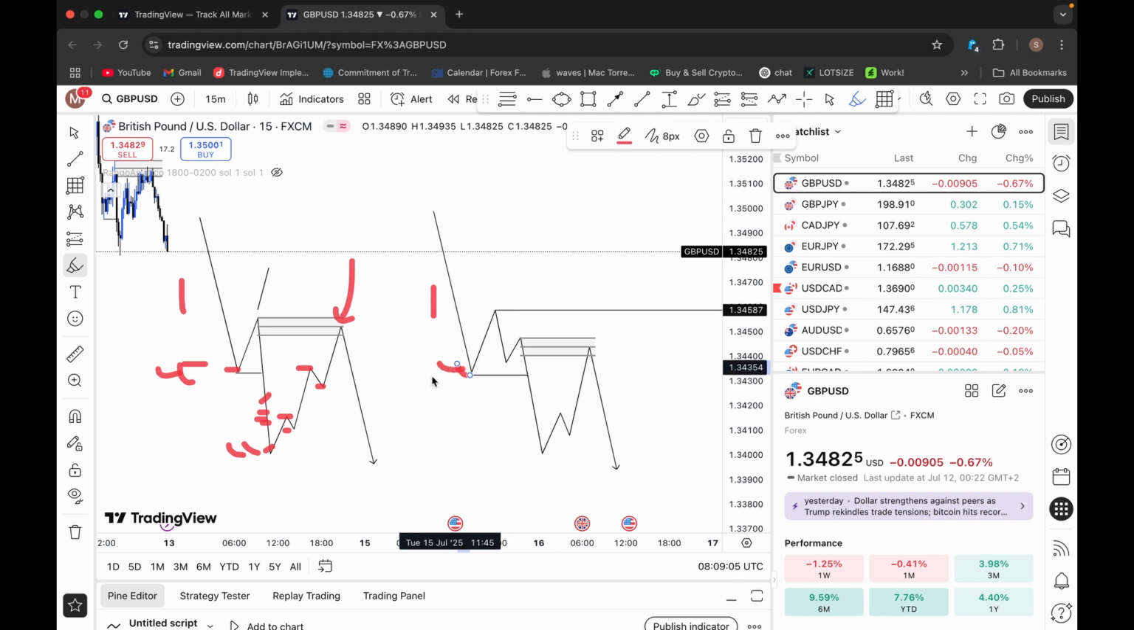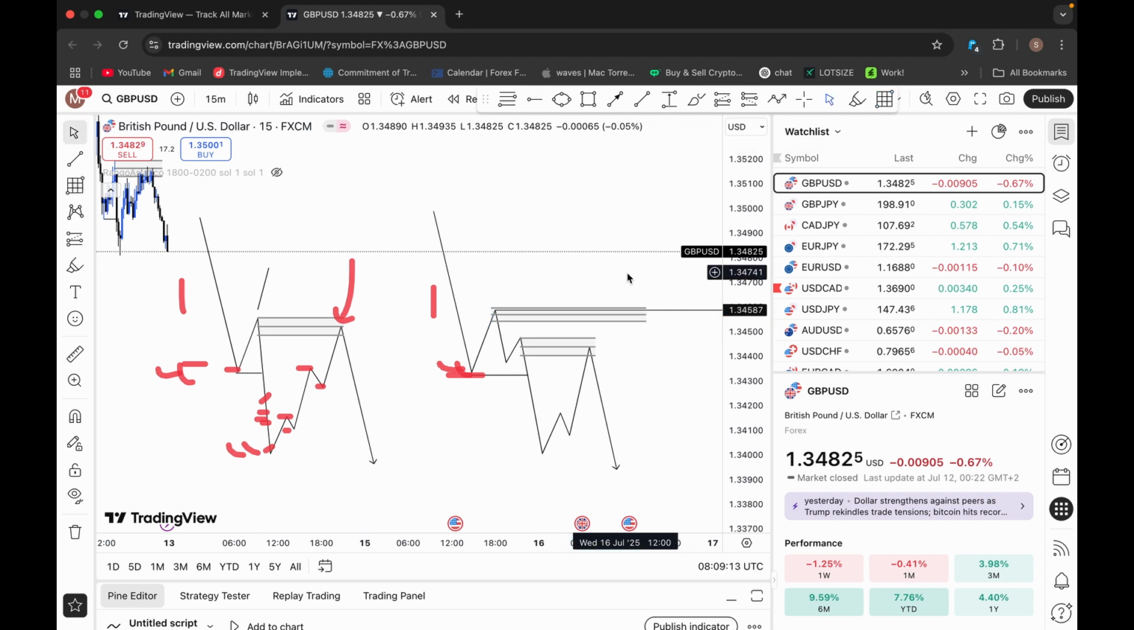Okay, so from here, this is our structure, our lower low. Now, as you can see, we've got this extreme structure that we have right here, which is your supply zone. So in the first example, as you can see, price pushed back to the extreme and then continued going down.